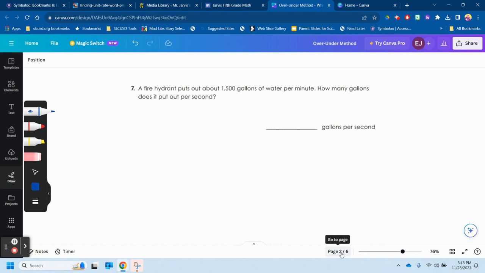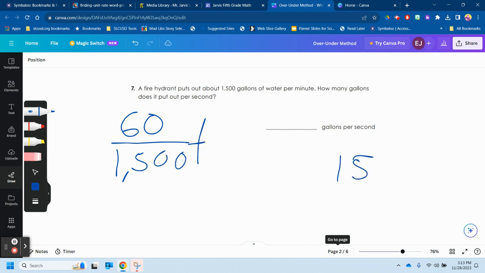Or you can think of it as for every 60 seconds, it puts out 1,500. We could do the ratio table, or you could think of it as division, which is my preferred method: 1,500 divided by 60.